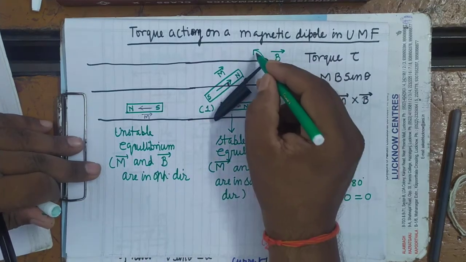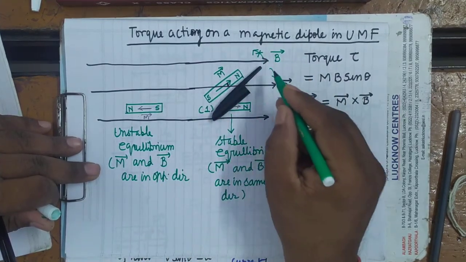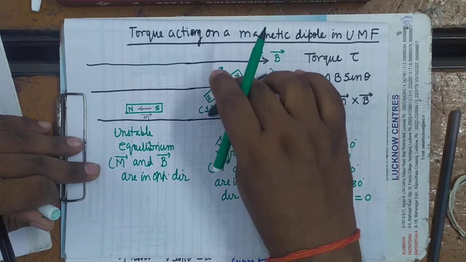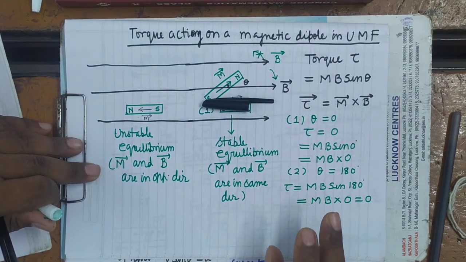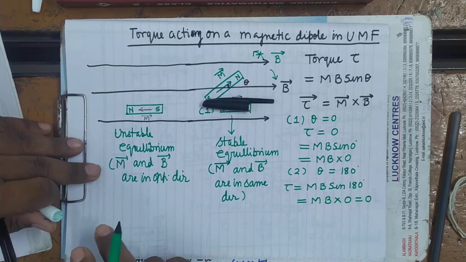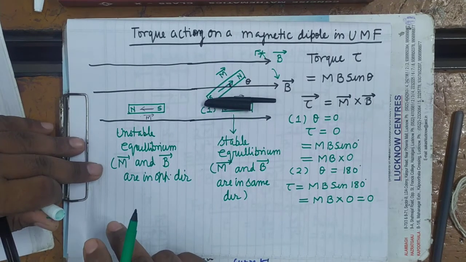So as soon as you remove the deflecting torque, because of this torque, it will come to the same position. Means when the deflecting torque is removed, here magnet returns back to its original position.